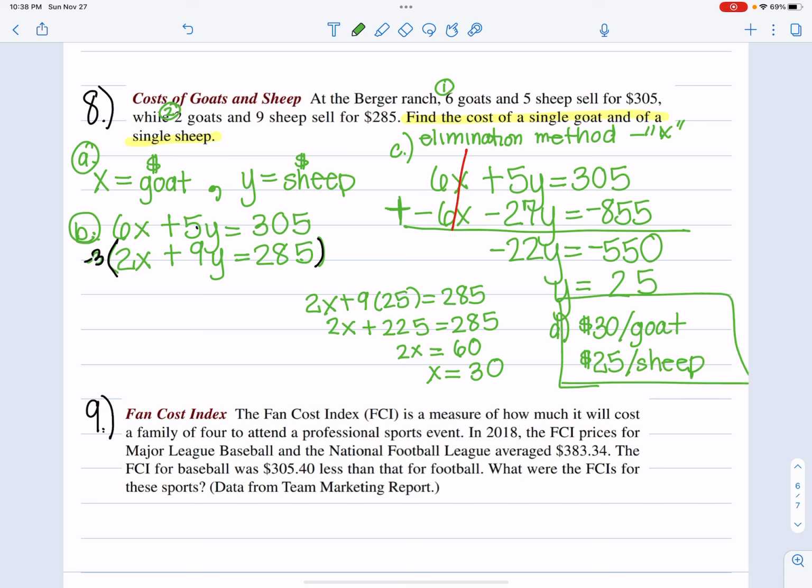In my math lab, they probably have boxes for you to fill in. This is money. You have to represent it with dollar signs. You have to. If the dollar sign is already there for you, then you're good. But make sure you put in the dollar sign if it's not there for you. So it costs $30 per goat and $25 per sheep. We just answered it.